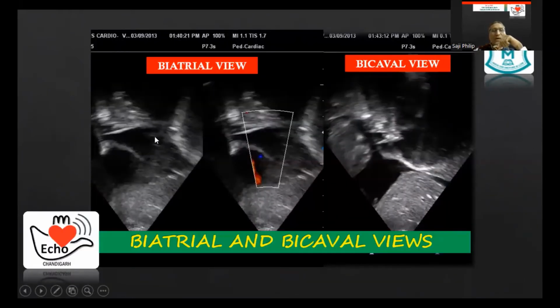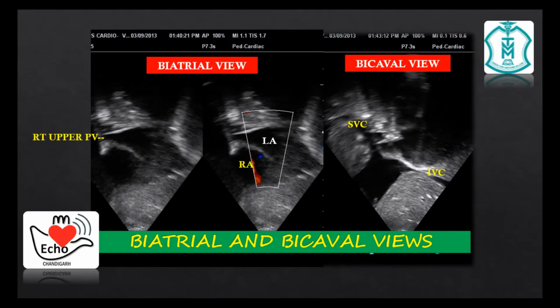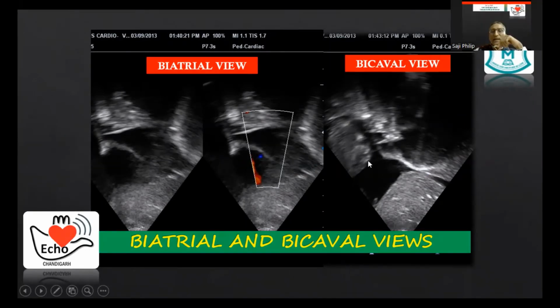This is a normal heart showing the purely biatrial view. This is the left atrium, this is the right atrium. In the biatrial view, this is not the SVC, and this is the bicaval view. Very nicely we are demonstrating, so that the SVC you can demonstrate. If the RSVC is absent, then you can see it very nicely.